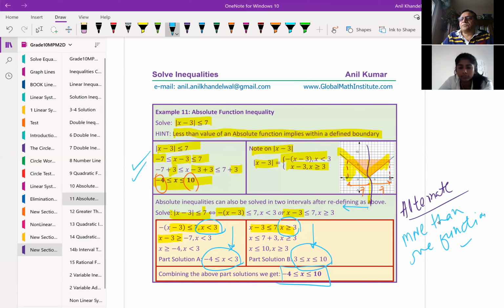But if there is more than one function, which we'll take up in the next lesson, we'll do method 2. Let's call this method 1 for one function, and method 2 for more than one function.